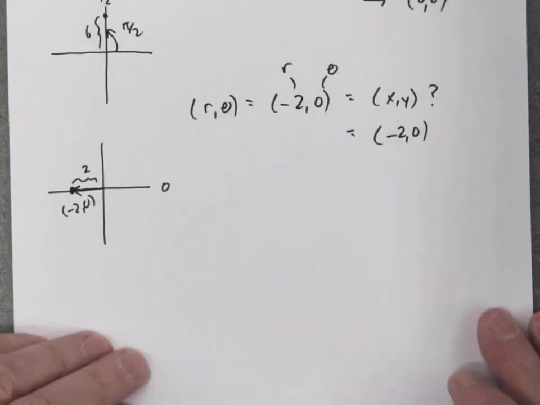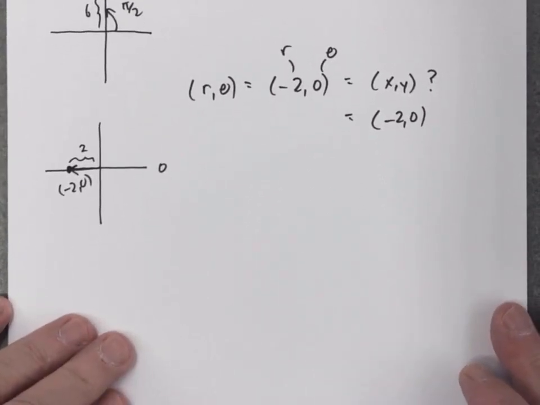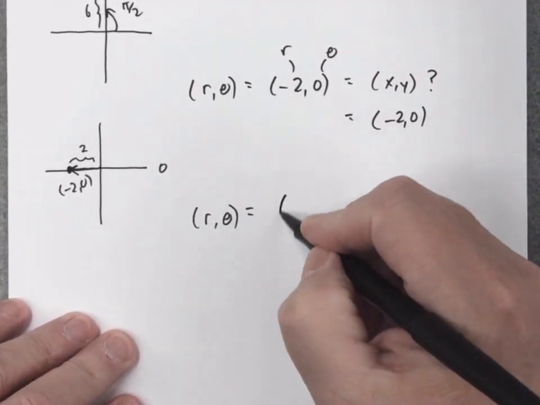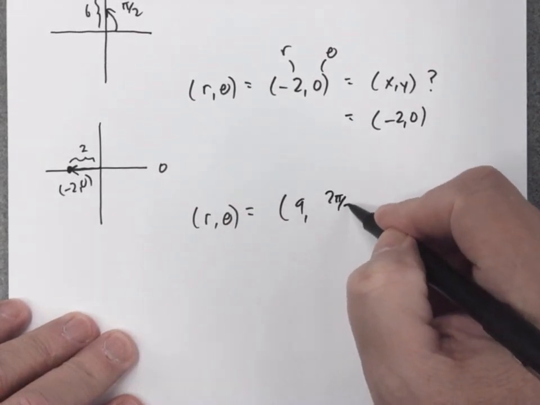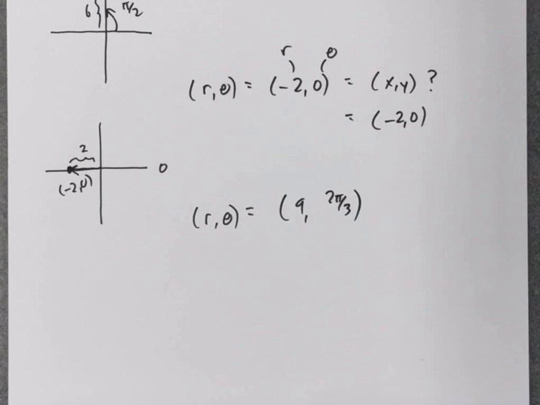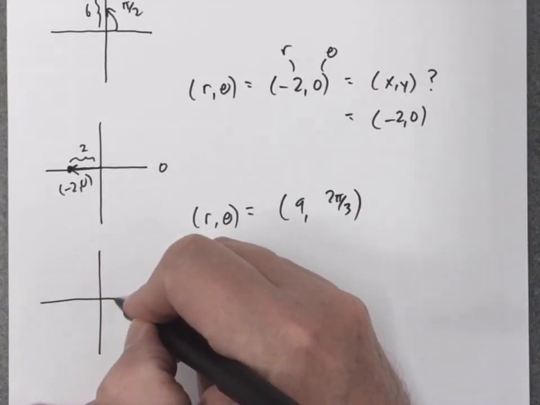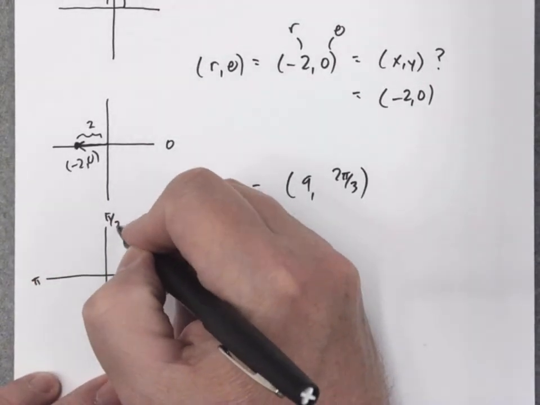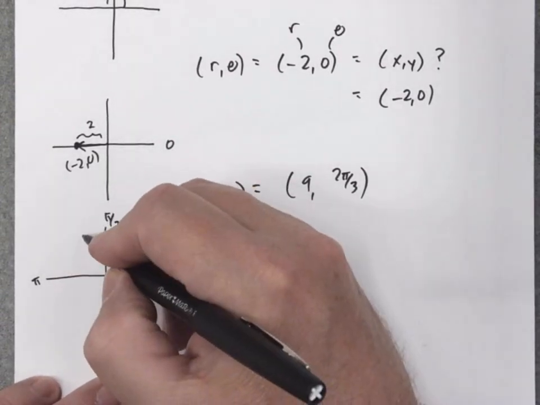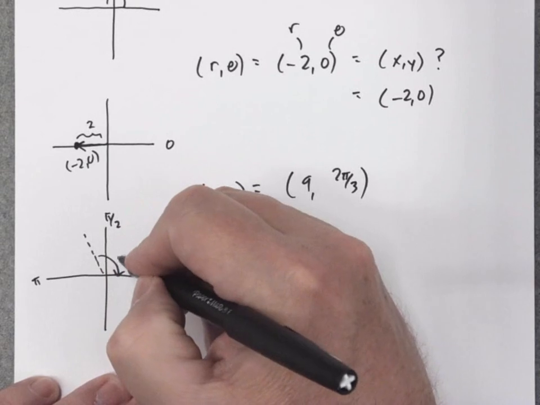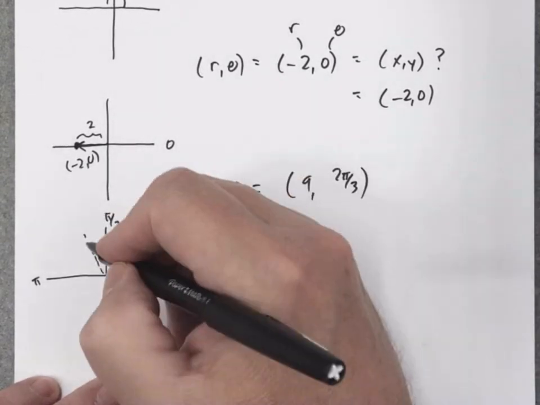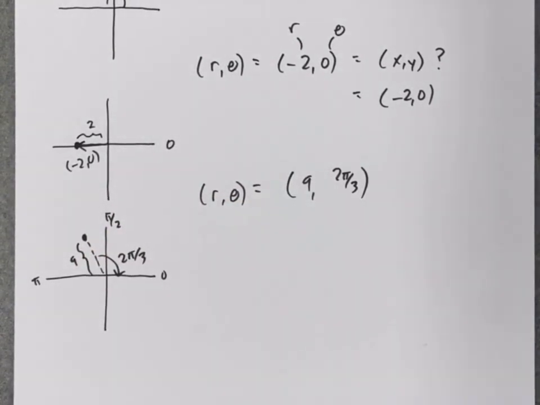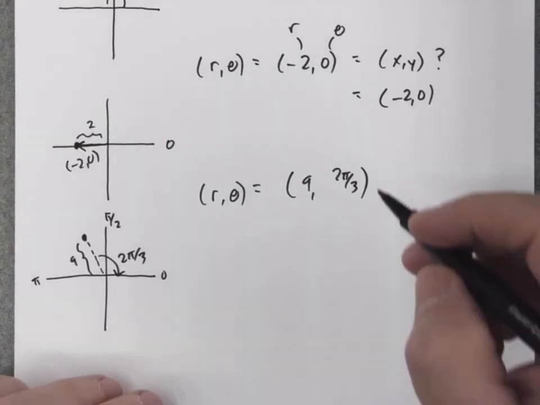All right, let's do one. Now this one, actually we're going to have to do a little bit of math, but it's not hard. So this one is 9, 2 pi over 3. So if we know this is a special angle, 2 pi over 3 is right here. And it's 9, so we'll just say this distance is 9.